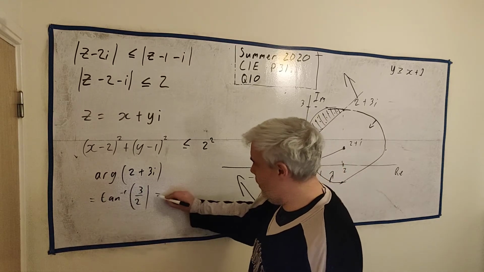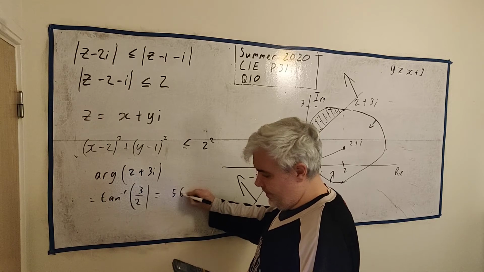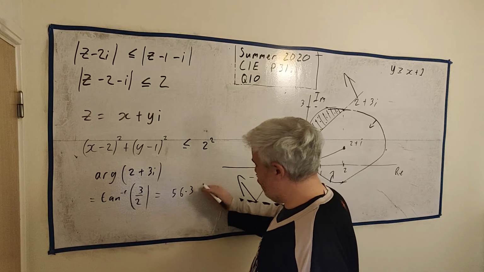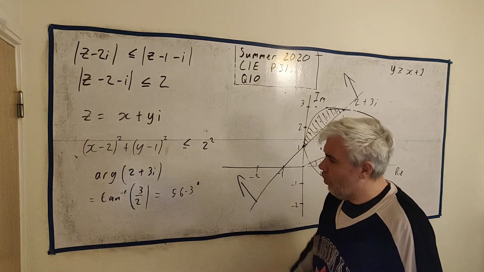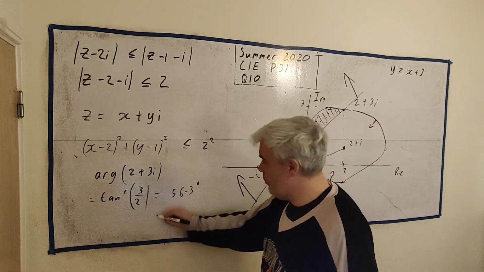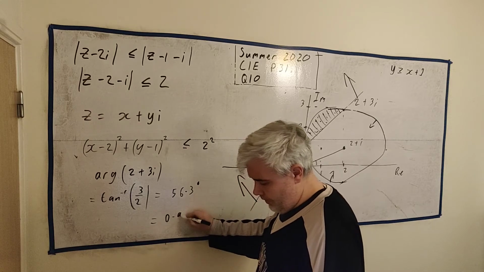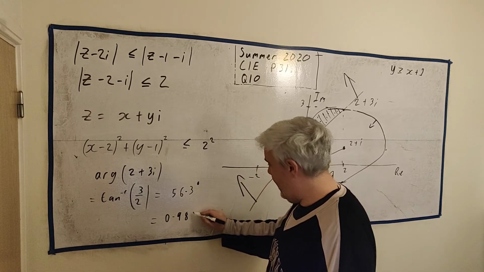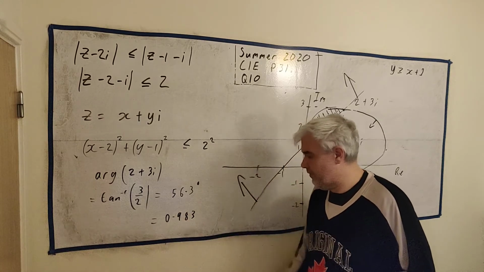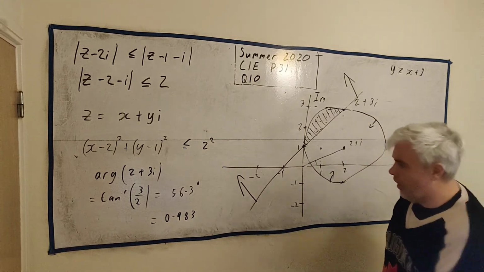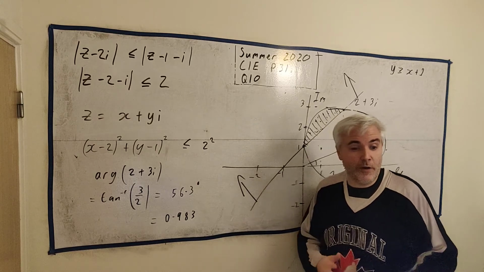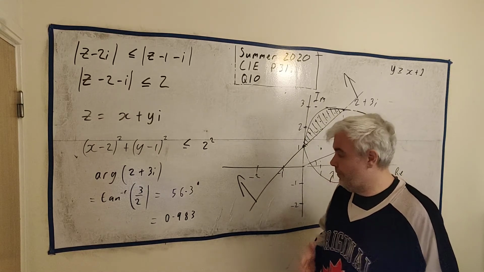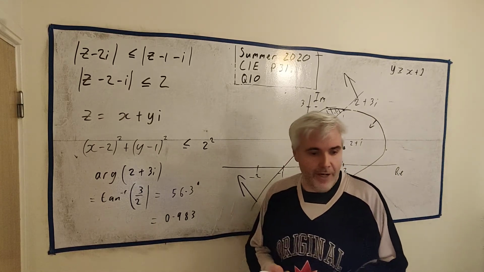And if you put that into a calculator, you will get 56.31, but 56.3 degrees. Or if you put it in as radians, you will get 0.983, to 3 significant figures in this case. I always rather put in radians than degrees, but really, if they don't ask you specifically, it really doesn't matter. Either of these are full marks.